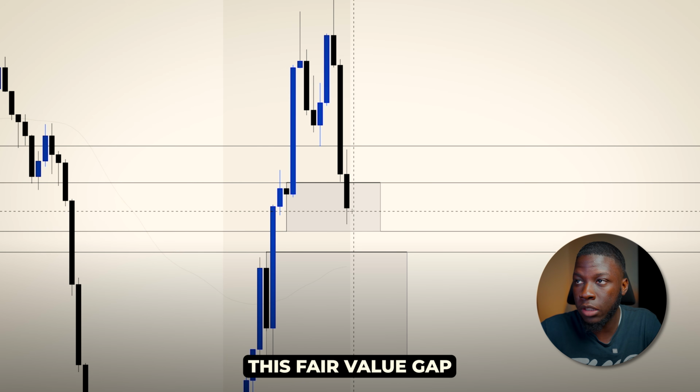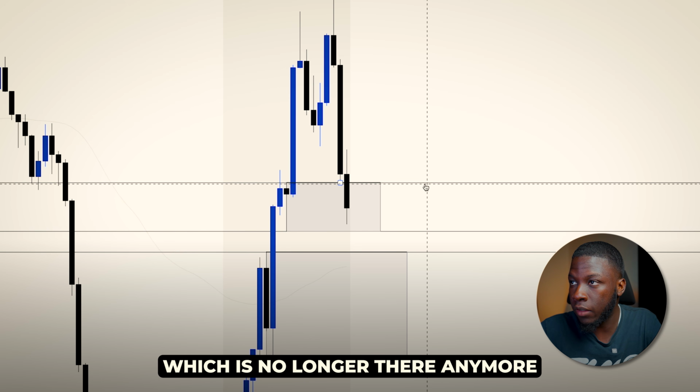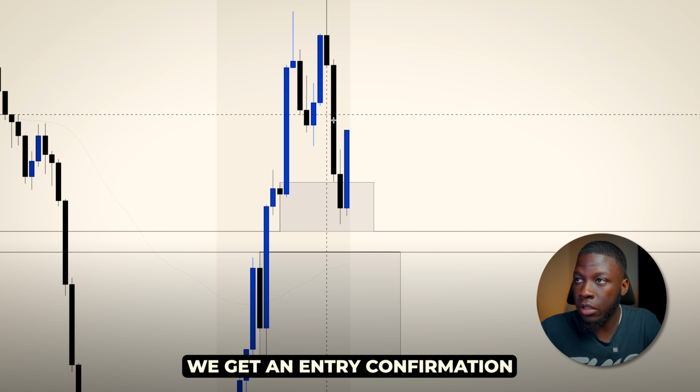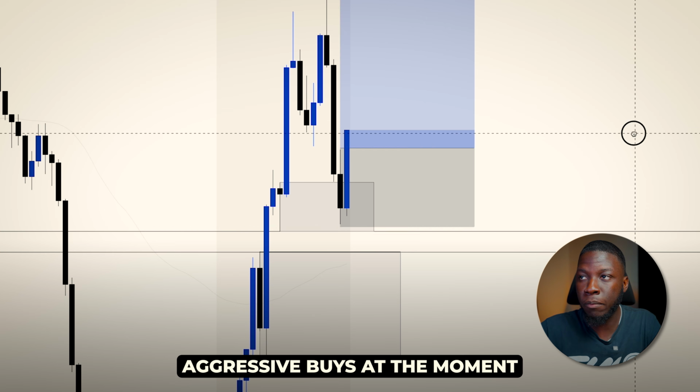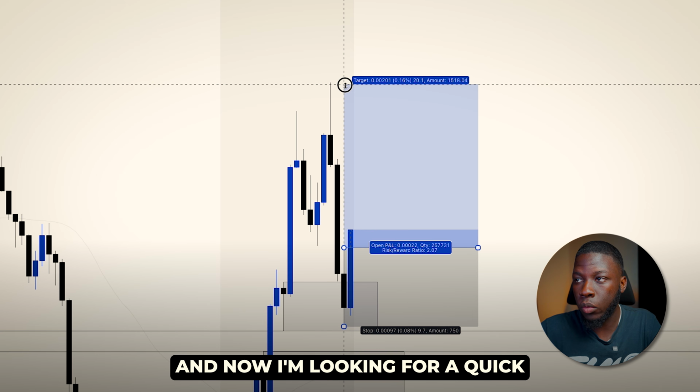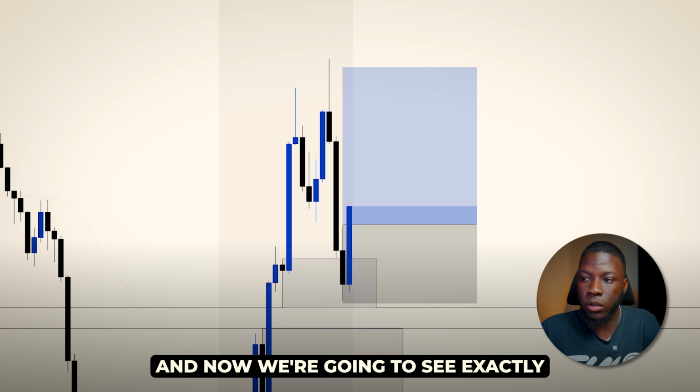But right now they have filled this fair value gap right here, which is no longer there anymore. This happens, right? We get an entry confirmation. Price is now pushed above this candle right here. We got strong aggressive buys at the moment, and now I'm looking for a quick 1 to 2 in this case, and now we're going to see exactly what happens.